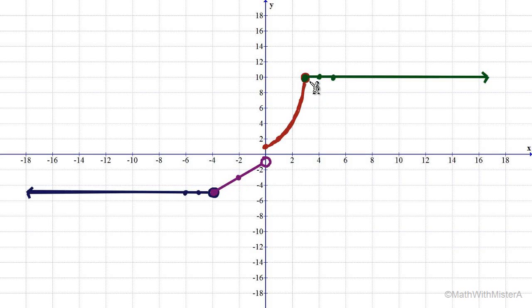We had a couple places where the 2 pieces were continuous. One picked up right where the other one left off, but we also had an example here where 2 pieces didn't connect. It's not continuous, so we have a little jump here. And there's our finished graph.